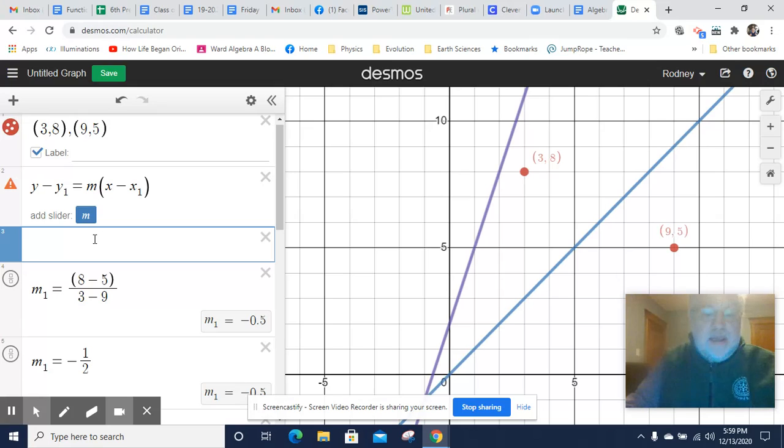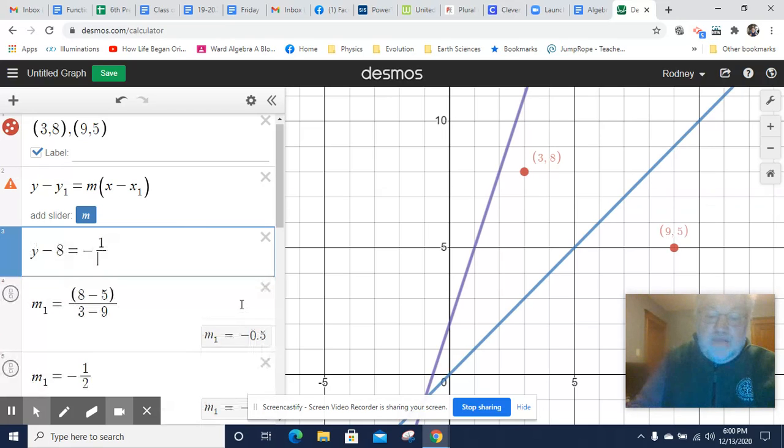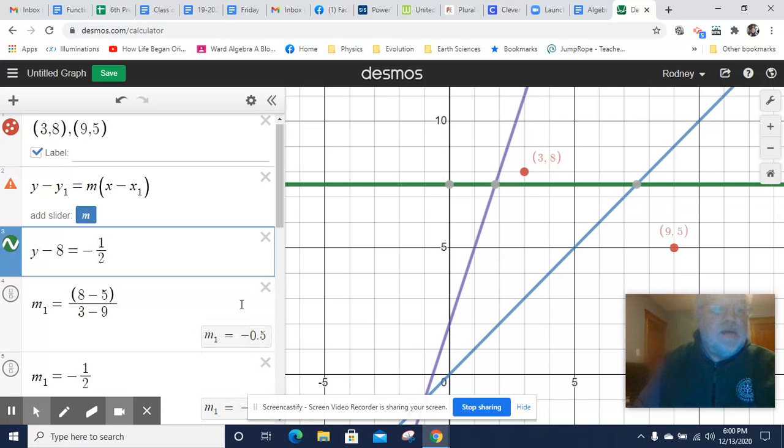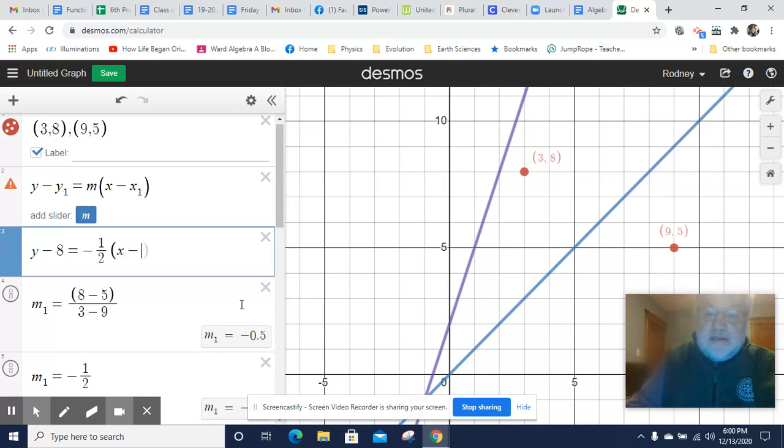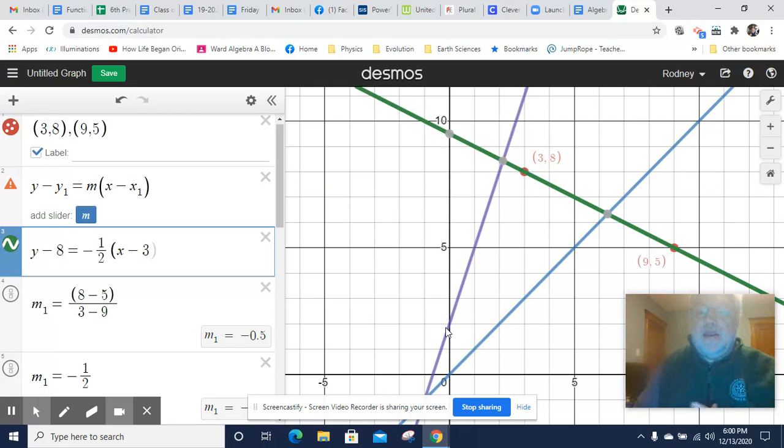So what I'm going to say is y minus, well, let's pick a known y value. Let's try 8. 8 is a y value that we want. Okay, so minus 8 equals, and then we have a slope of negative 1/2 that we figured out between those 2 points. And I'll say x minus a known x value. We're going to use the same point, and the x value is 3, and it goes through both points.